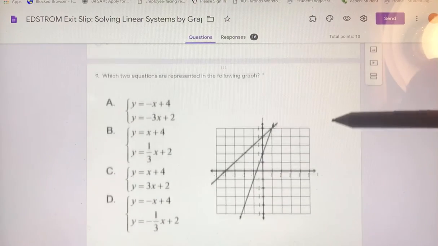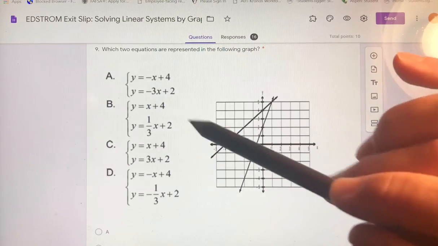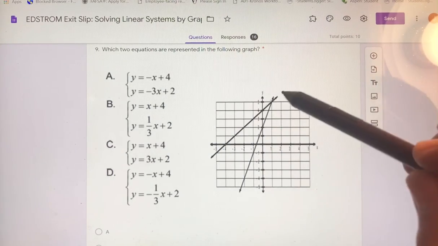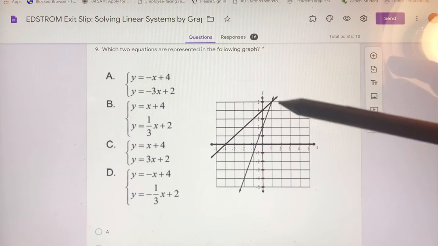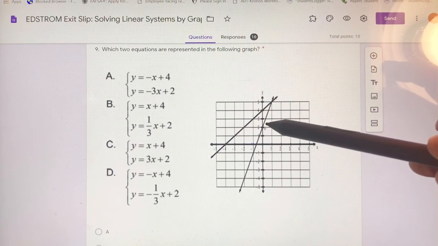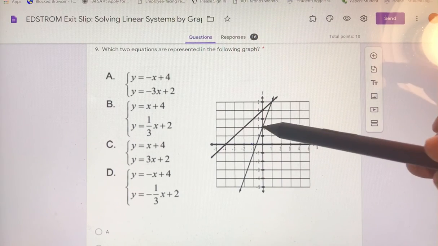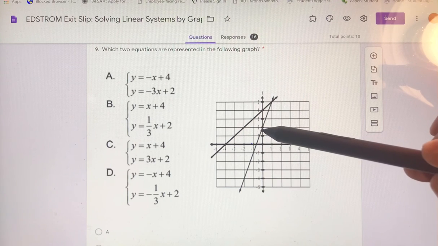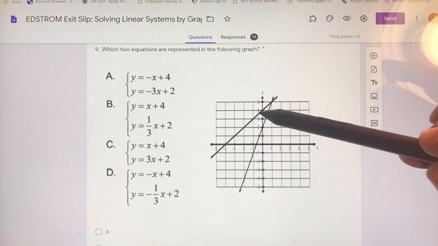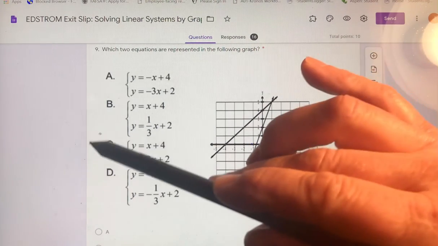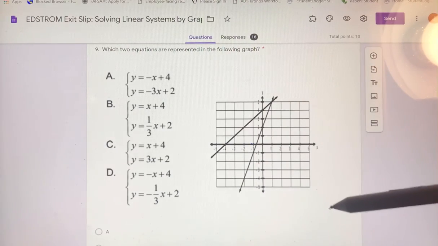Now, in number 9, we need to determine which lines correspond to which system here. This has a slope of 3 and an intercept of 2. And this has a slope of 1 and an intercept of 4. The correct answer here is C.